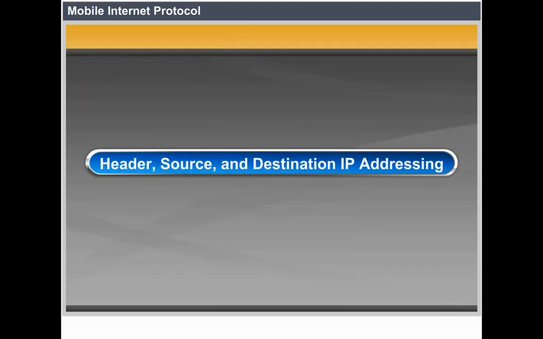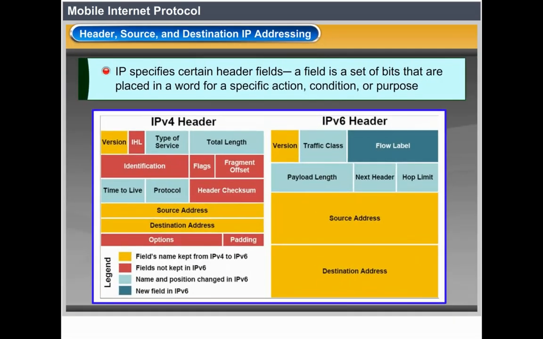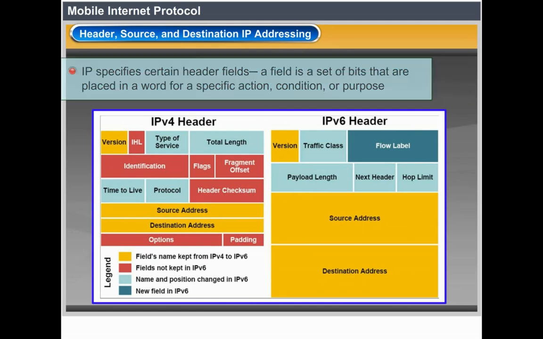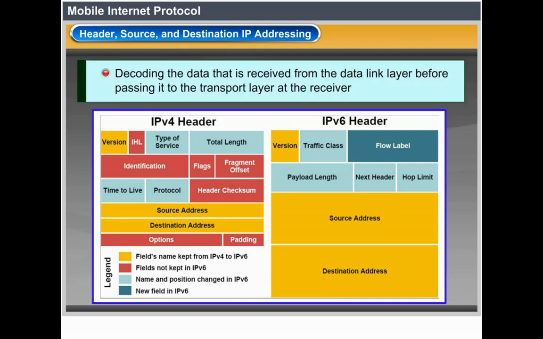Header, source and destination IP addressing. IP specifies certain header fields. A field is a set of bits placed in a word for a specification, condition, or purpose. It is used for encoding data from the transport layer at the transmitter, and for decoding the data received from the data link layer before passing it to the transport layer at the receiver.